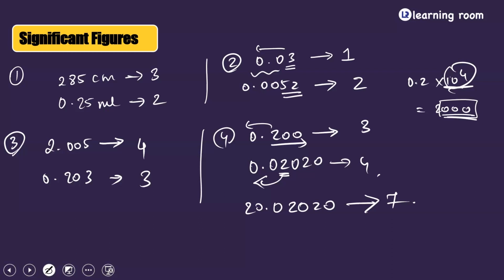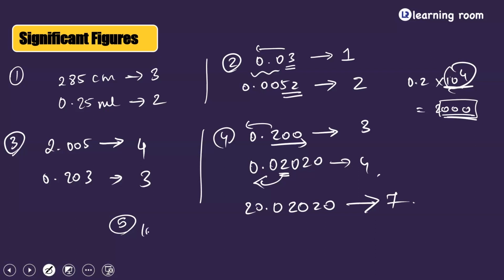First note all this. Note the next, the 5th rule. Terminal zeros are not significant if there is no decimal point.